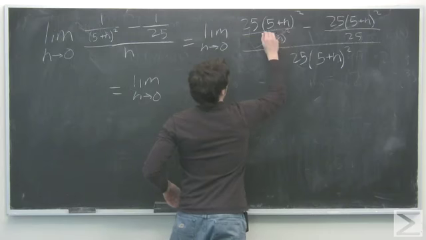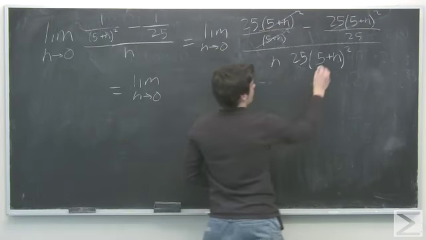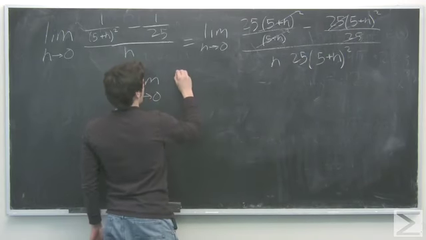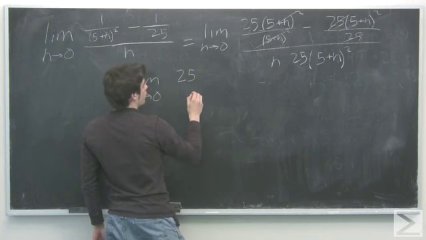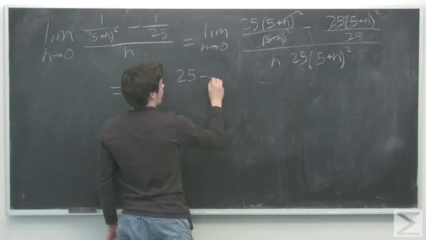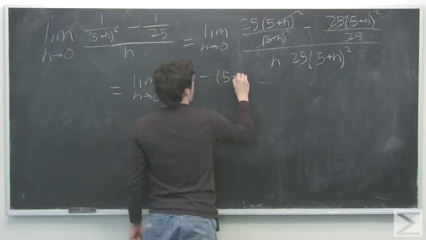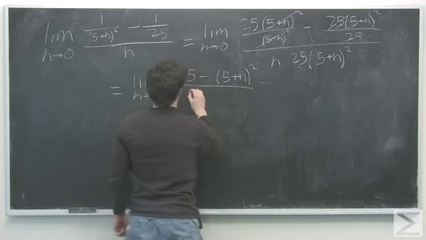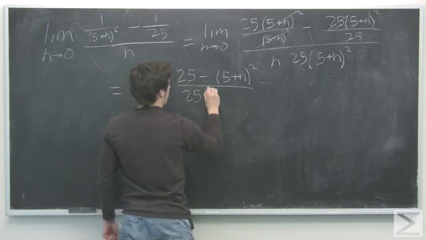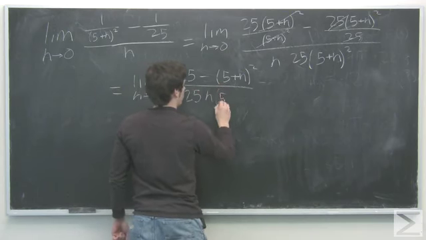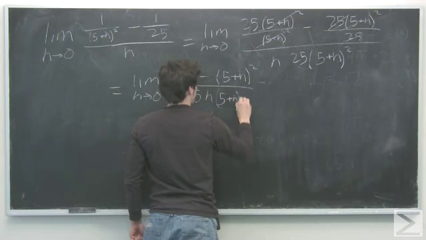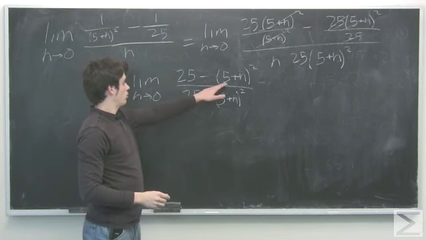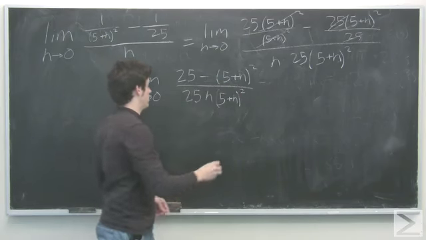So here, the (5 plus h) squares cancel, and here, the 25s cancel. So what we're left with is 25 minus (5 plus h) squared, all over this big guy right here. All right. So next step, we're just going to break this open and see what we get.